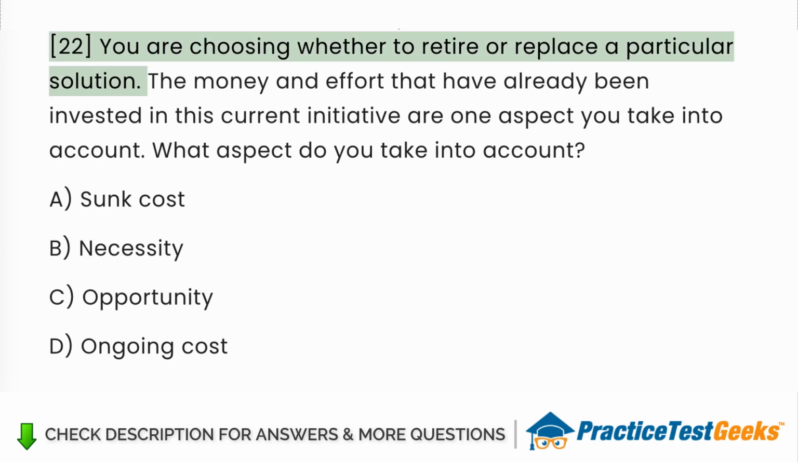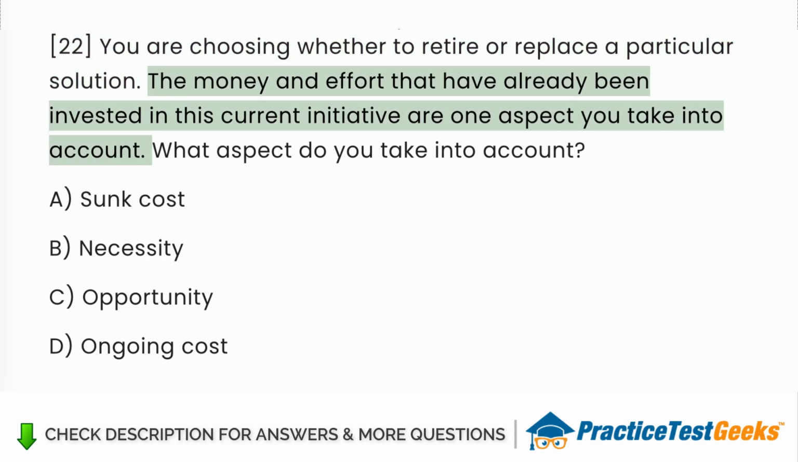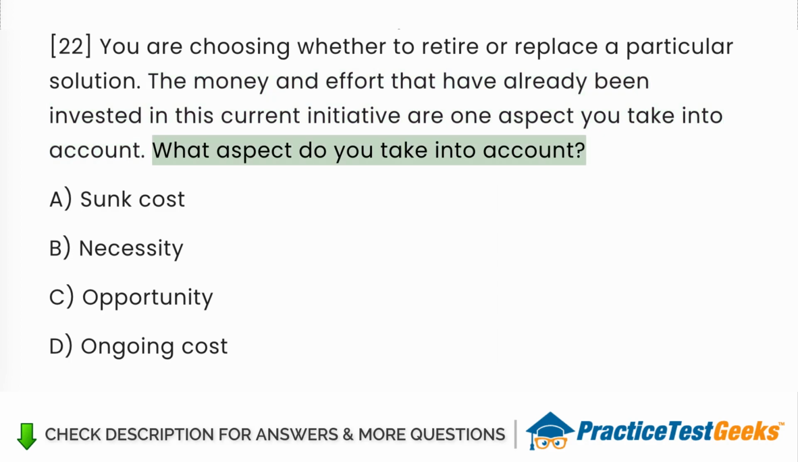You are choosing whether to retire or replace a particular solution. The money and effort that have already been invested in this current initiative are one aspect you take into account. What aspect do you take into account? A. Sunk cost. B. Necessity. C. Opportunity. D. Ongoing cost.